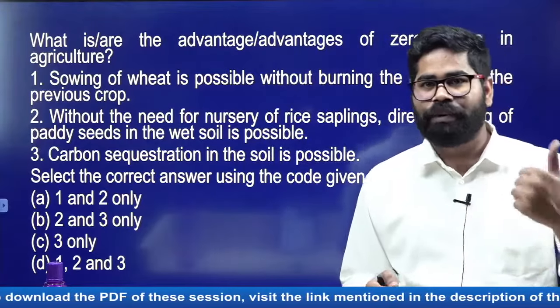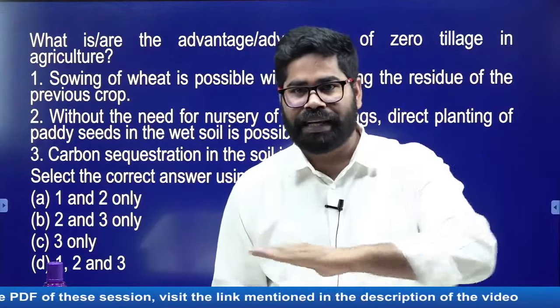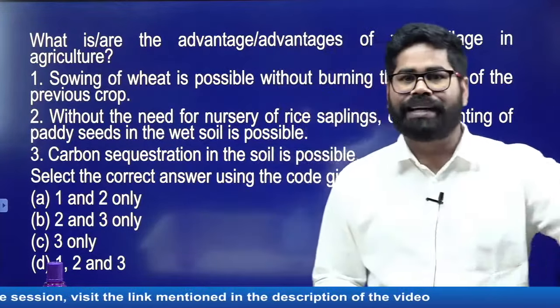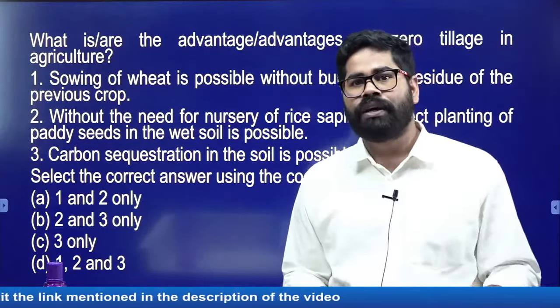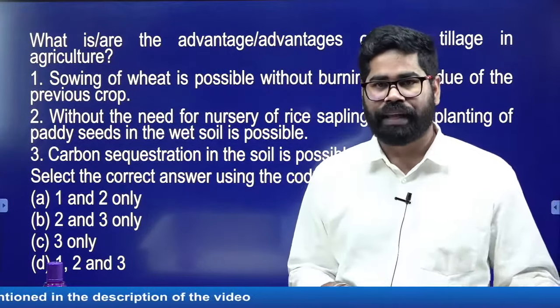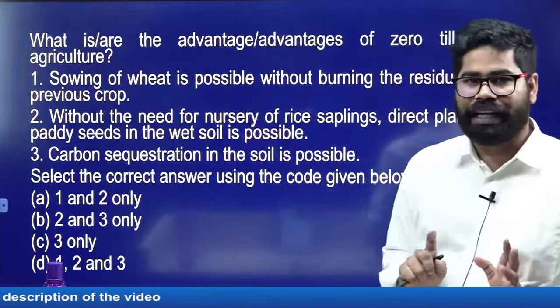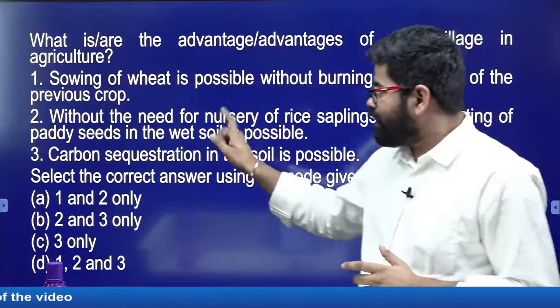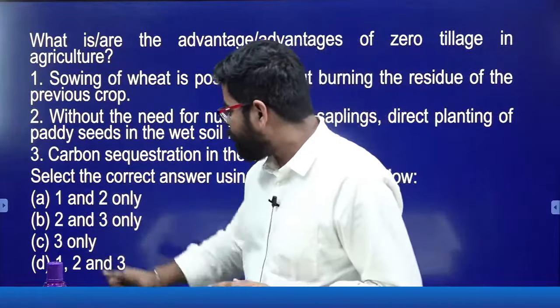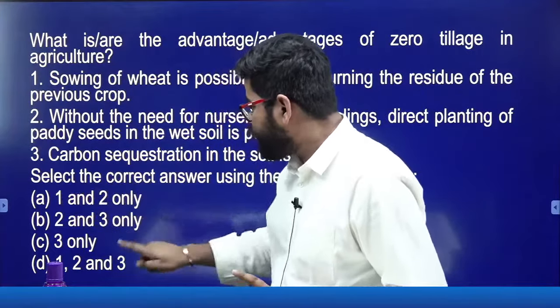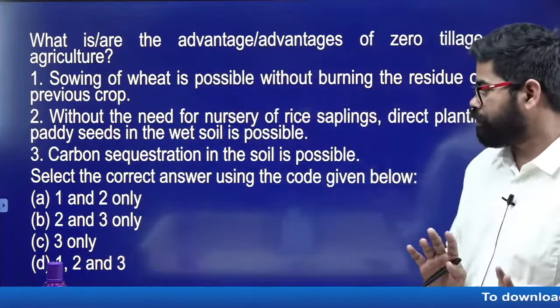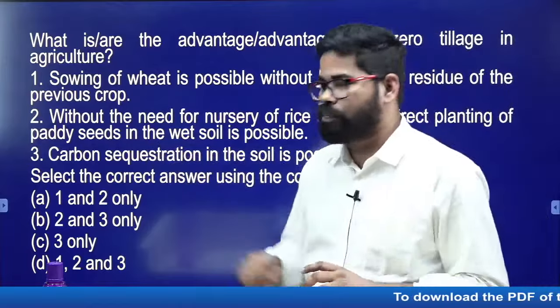Stubble burning is discouraged, and it is said that you have to simply cut it down and provide it as a cover on the ground. There also you can have the growth of the wheat. So this is possible in zero tillage also. Now when you eliminate that, you have only one option, A is 1 and 2, and D is 1, 2 and 3. Now see the third option.